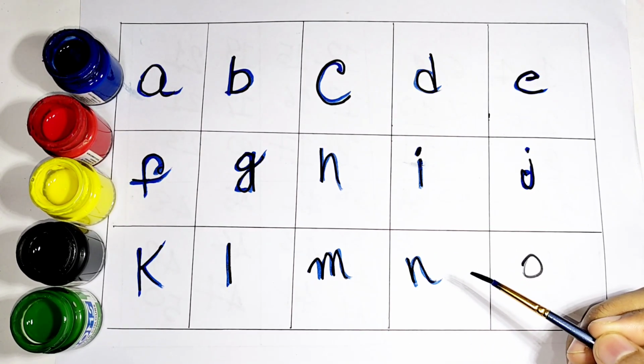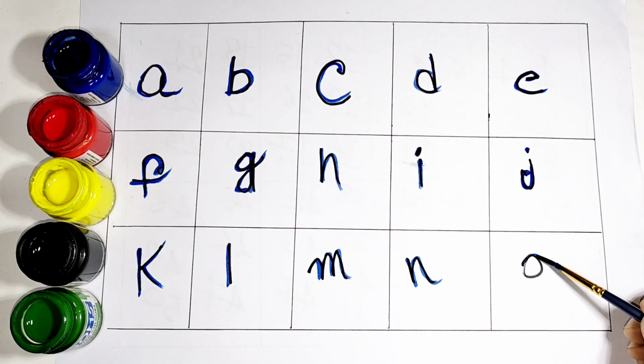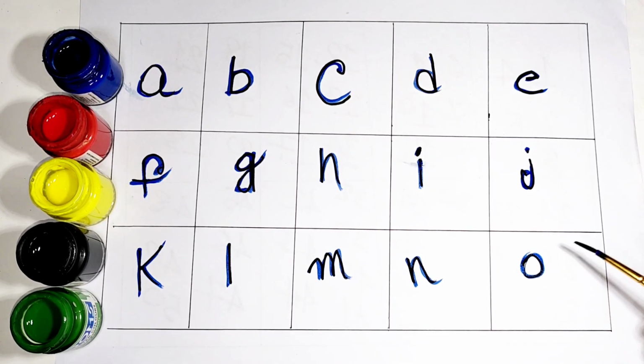Now we are coloring the alphabet of N. N for nose, N for nest. And the last one is O. O for orange, O for octopus.